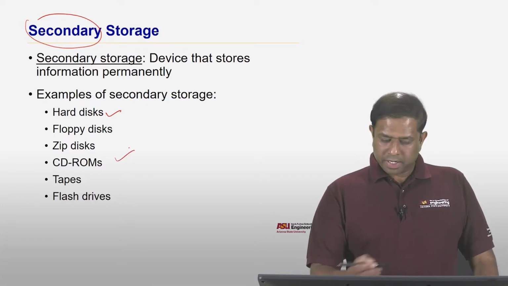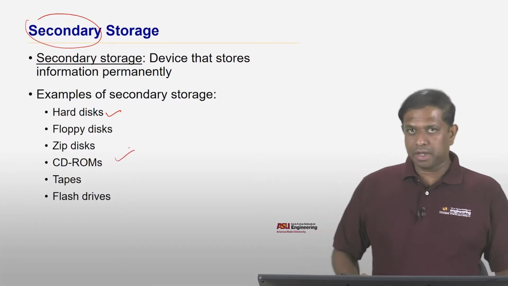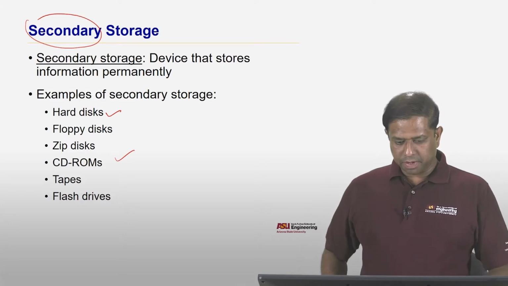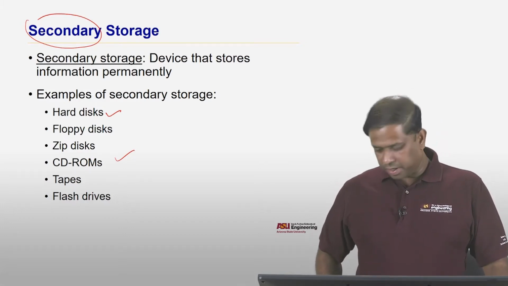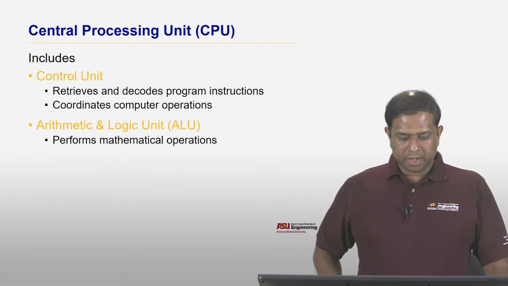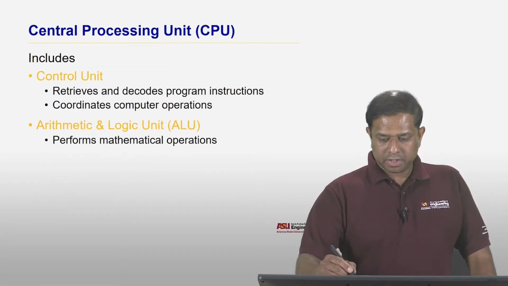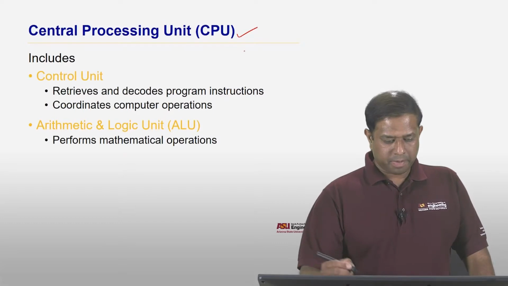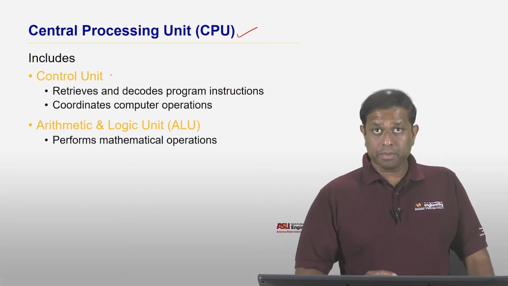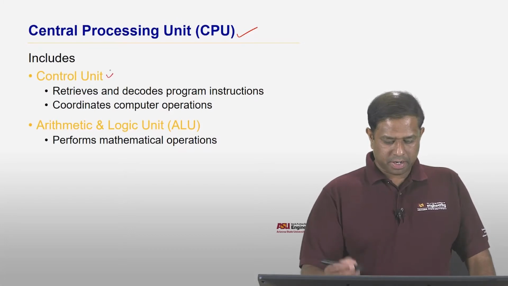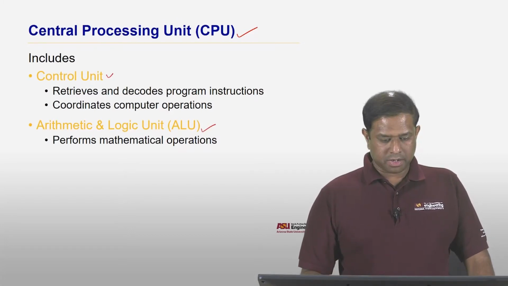So each of these things can be data input sources, as well as outputs for that matter. Okay. Then we have the central processing unit. So that's kind of the brain of the computer. The central processing unit, as we discussed, has two main components: the control unit and the arithmetic and logic unit.